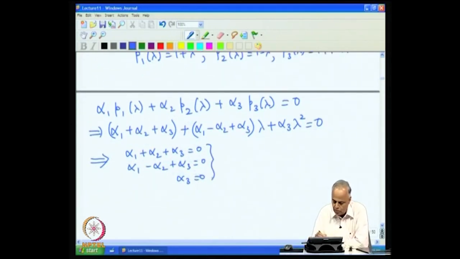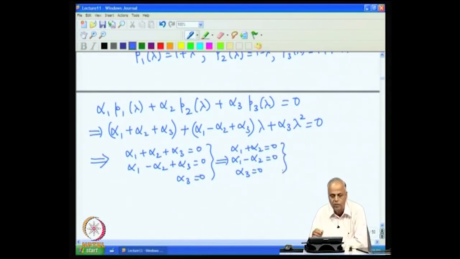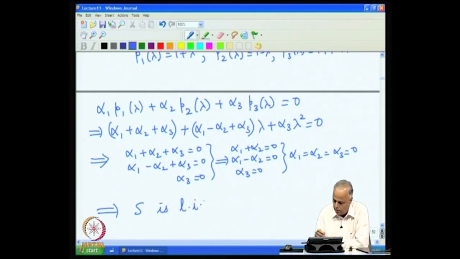Now, if we use the fact that alpha 3 is 0, in the first two equations, we get alpha 1 plus alpha 2 is 0, and alpha 1 minus alpha 2 is 0. Now, it is clear that the first two equations imply alpha 1 is 0, alpha 2 is 0. So, we get alpha 1 equal to alpha 2 equal to alpha 3, all of them 0. So, whenever a linear combination of p 1, p 2, p 3 is 0, then all the coefficients must be 0. This means the set S is linearly independent.